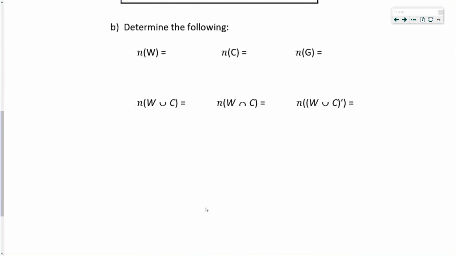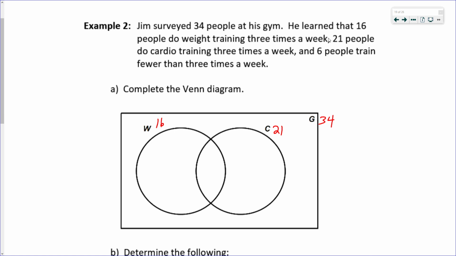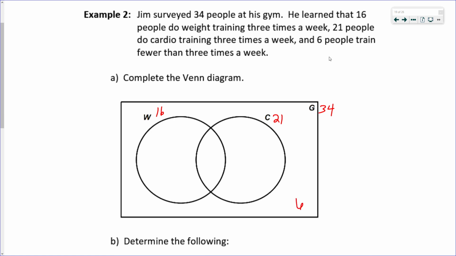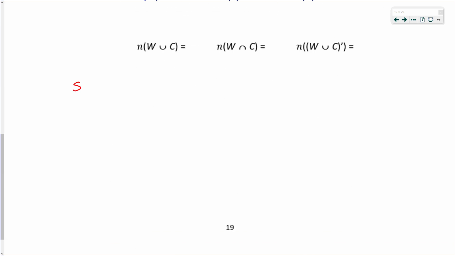I'm going to answer these questions, but I'm going to do my math down at the bottom to fill in my circle first, and I missed a number because I did not deal with the 6 people. So 6 people train fewer, so those are the outliers. They don't fall into the circle. So I'm going to do the numbers that should be in the circle. I'm going to take the 34 people that are using the gym, minus the 6 people that are doing it fewer than 3 times a week. So there's 28 people that do either weight training or cardio.